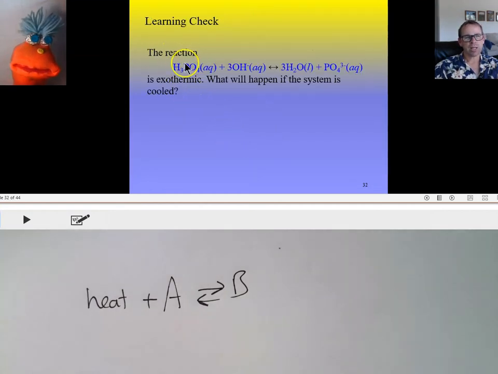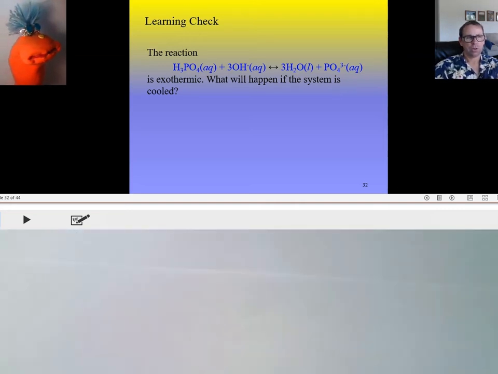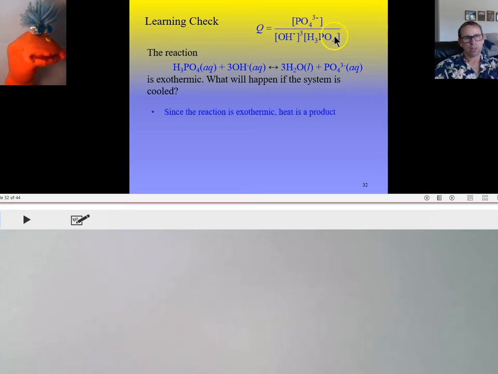So here's a reaction. It's exothermic. What will happen if the system is cooled? How will the equilibrium shift if the system is cooled? If it's exothermic, that means heat is a product? That's right. Heat is a product. So if it's a product and then we are cooling it, is that like removing the heat? That's right. So it'll shift it to the right. Very good.